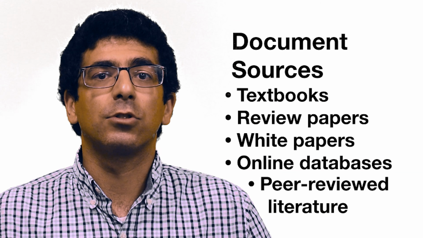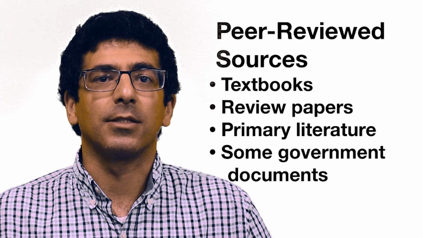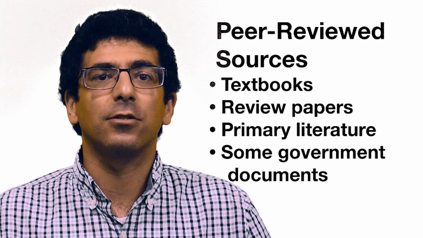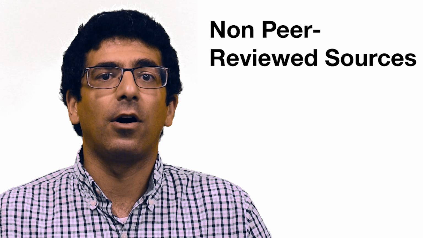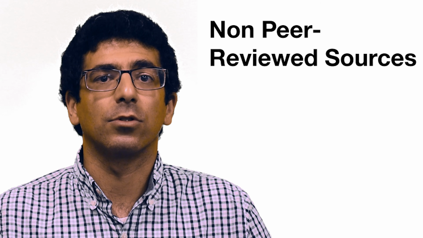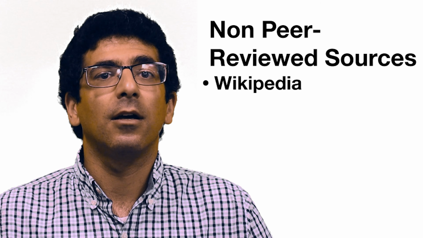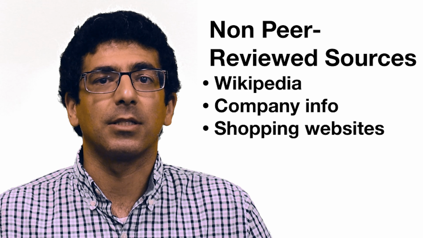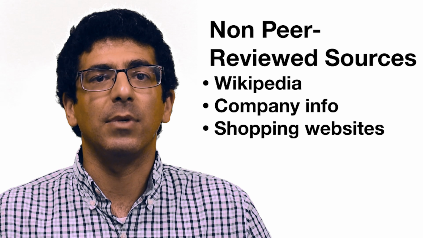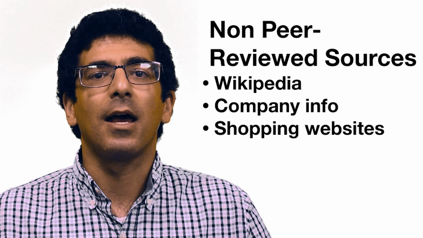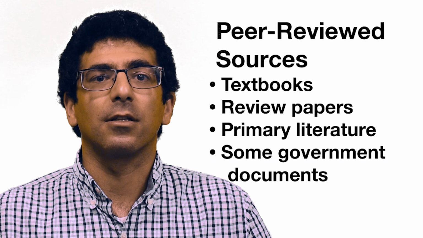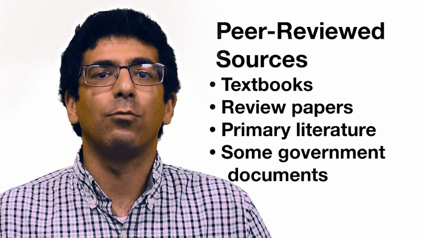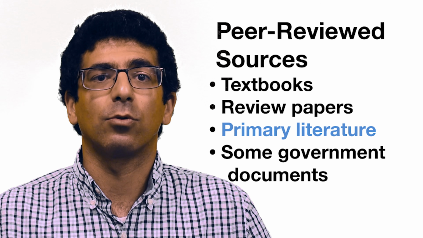These are peer-reviewed sources. The peer review process is one in which experts verify the truth of information. When you're searching online, it can be easy to fall into non-peer-reviewed sites or sources. Wikipedia, company information, or shopping sites are not peer-reviewed, and that means that the information on these sites has not been independently verified. Upon hearing the strengths of peer-reviewed literature, you may wish to jump right in with primary sources.